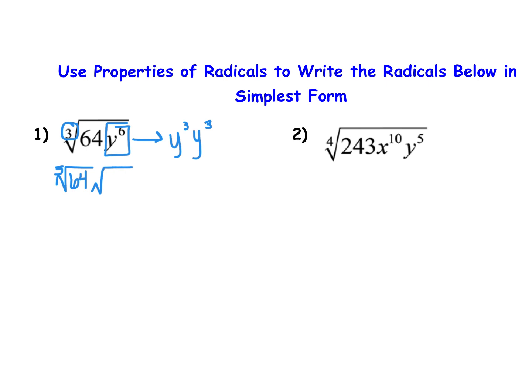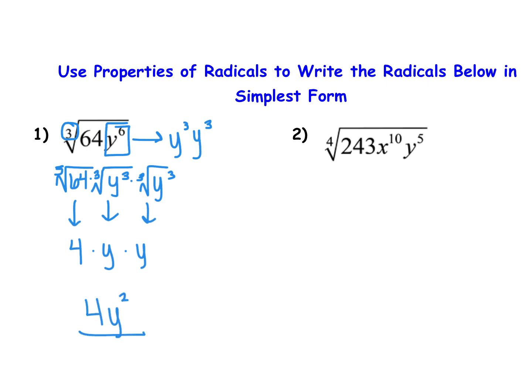And then I can write this as the cubed root of y to the power of 3, and then I have the cubed root of y to the power of 3. Now, the reason I'm doing this is because anything to the power of 3, I can take a cubed root of. So here, the third root of 64 is going to become 4. Then from here, cubed root of y to the third, well, those undo each other, so I'm just left with y. And same thing here. So my final answer here really becomes 4 times y squared.